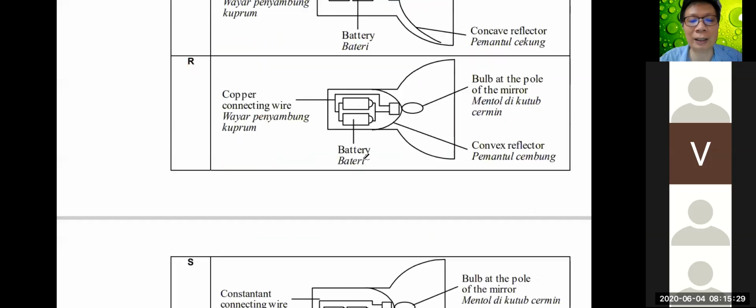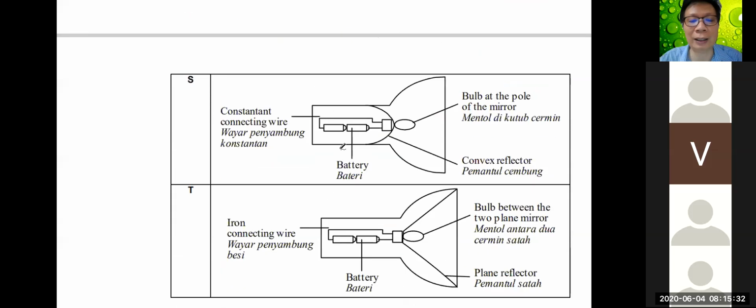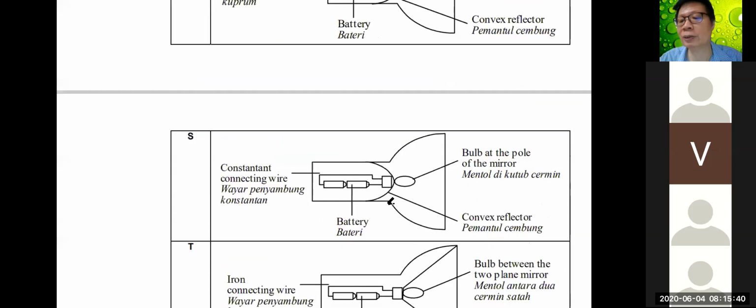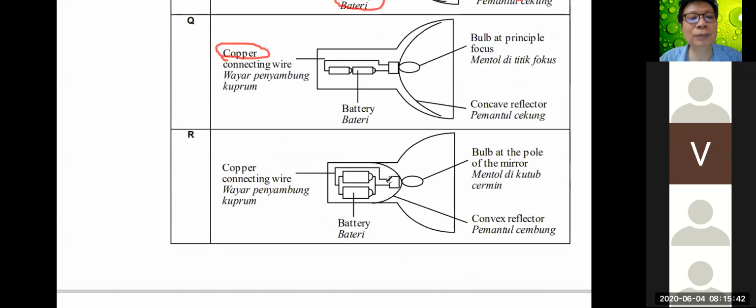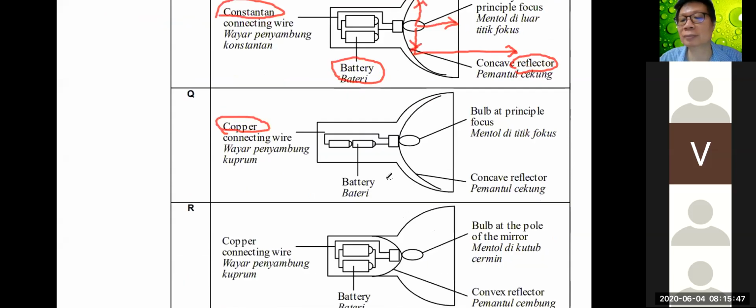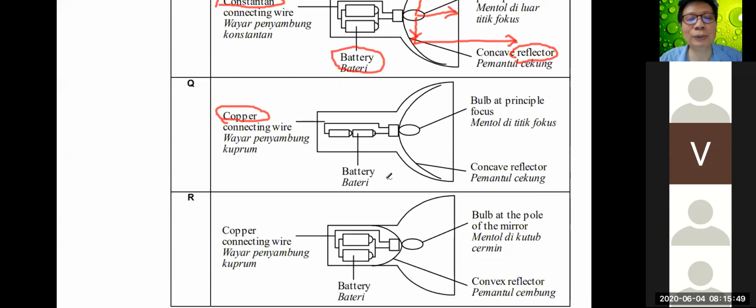Okay, now you look at the answer. Roughly, can you tell me which one you are going to choose? PQRST, all the things you know already. Which one do we choose? Melissa? PQRST, which one is the best? Now you go through that and see which one is the best.